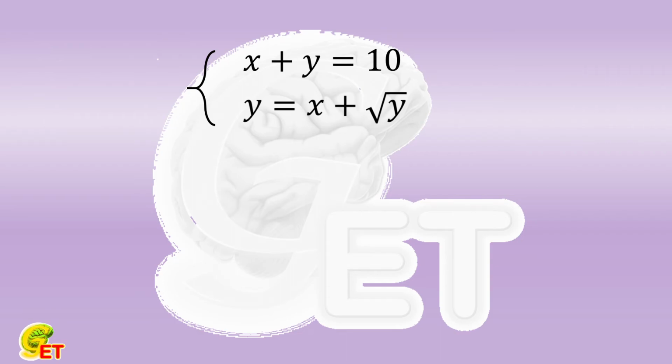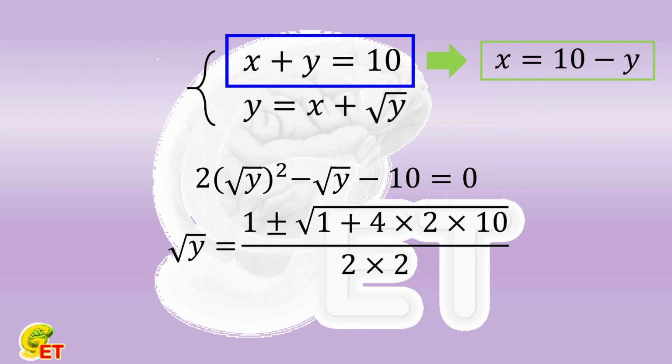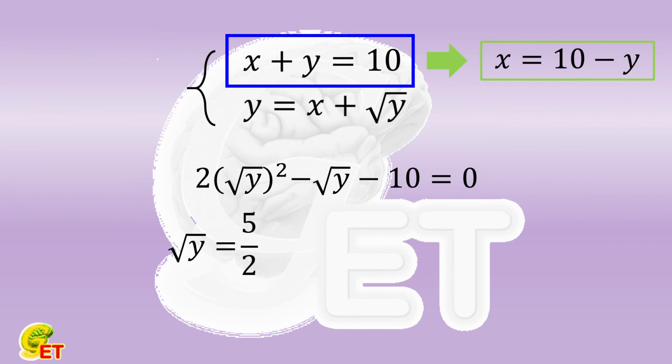Now, referring to the first equation, we can use y to represent x, and bring it into the second equation, and get a quadratic equation with the square root of y as the unknown. This equation is very easy to solve. By dropping the negative solution, we obtain that the square root of y is equal to 5 over 2. So y is equal to 25 over 4. Then, x is equal to 15 over 4.